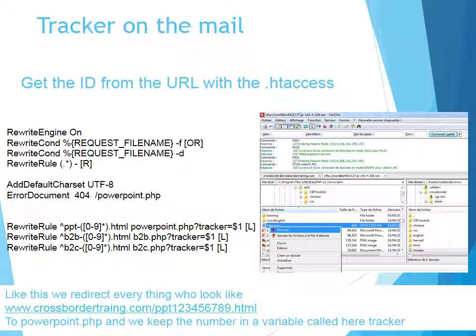It means with the value that is in the first parenthesis, which means between ppt dash and the .html. If it's not a number, you can just do parenthesis dot star, and it will take everything. But here it's a number, so this is the value for numbers. So you do the same for B2B and B2C, and like this you can have the trackers. Very simple.